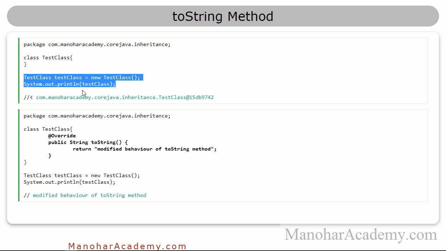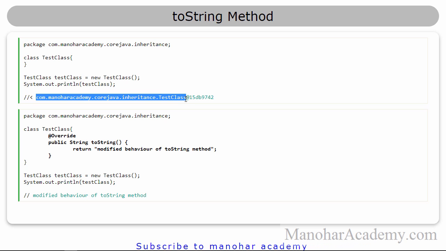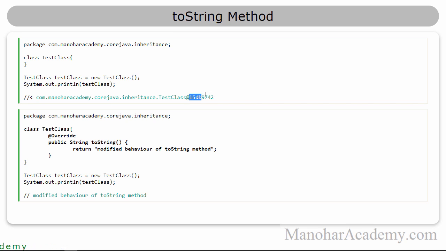Whenever the object needs to be printed, println will convert it to a string by calling its toString method. The inherited method has default behavior, that is, it is going to print the fully qualified class name, in this case package name plus class name, at the rate of some value. So it is generally a hash code or something. We don't need to worry about that. Okay, but this is very less useful.